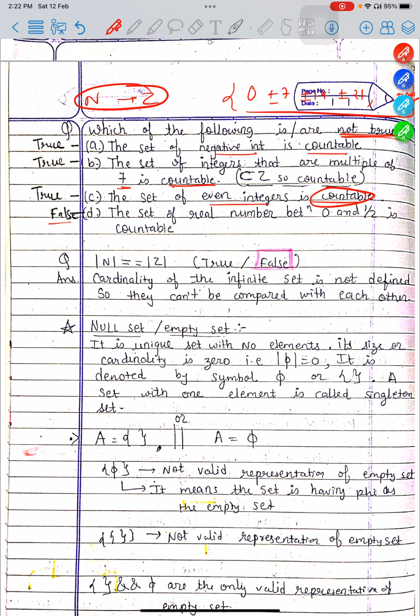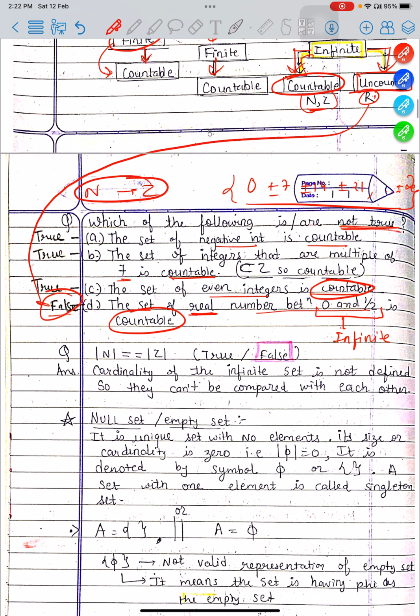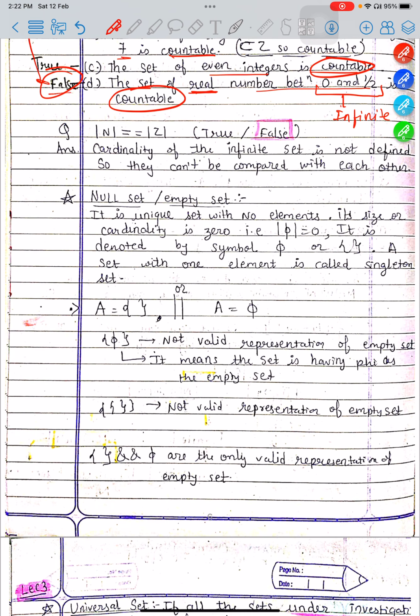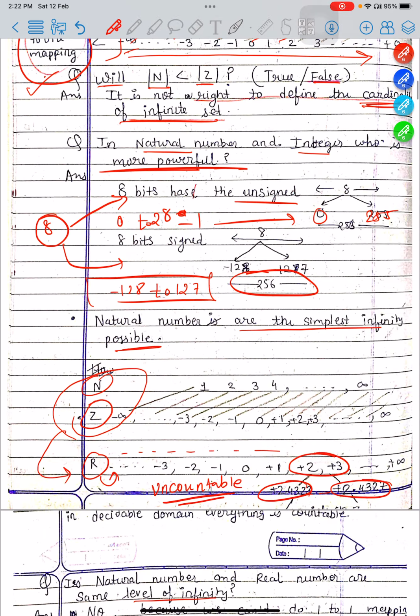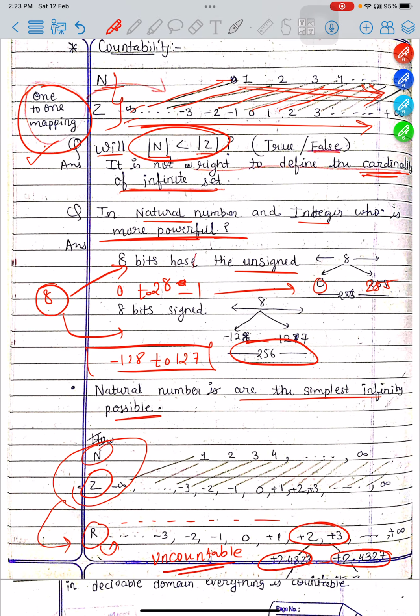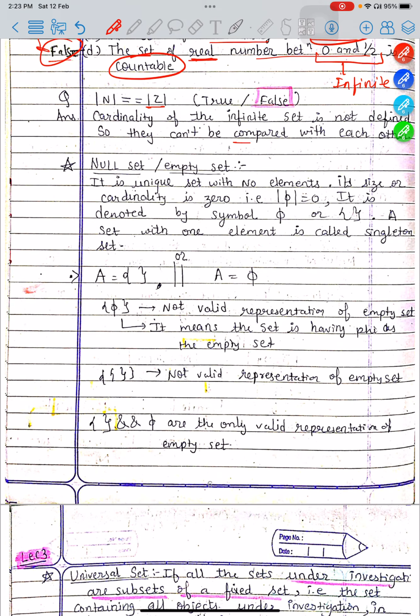And the set of real numbers between 0 and 1/2: here real numbers are present, so this set is itself infinite. Is it countable? Can we say that real numbers are countable? No, uncountable. So this statement is false. Natural numbers' cardinality equal to the integers' cardinality: as we have seen in the above example, it was a comparison between two infinite sets whose cardinality itself is not defined. So there is no point of comparing them, they can't be compared.